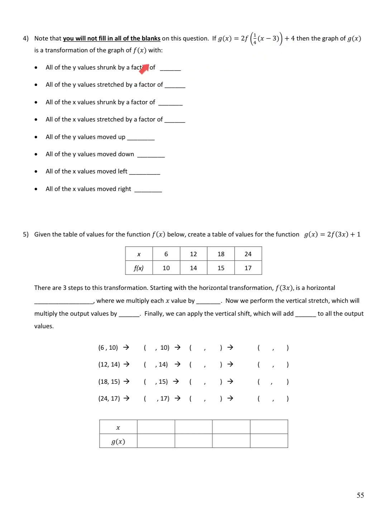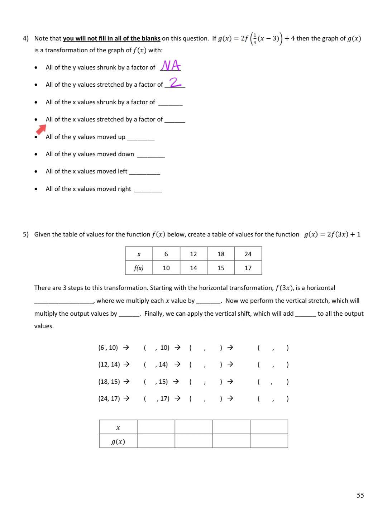So we want to answer all these questions. All of the y values are shrunk by a factor of... Okay, so y values stretching and shrinking, that would be an outside multiplication. So this times 2, because it's outside, it is exactly what you expect, and it's going to stretch the y values by a factor of 2. So we don't have any shrinking of the y values. The y values are stretched by a factor of 2 because of this times 2 right here.